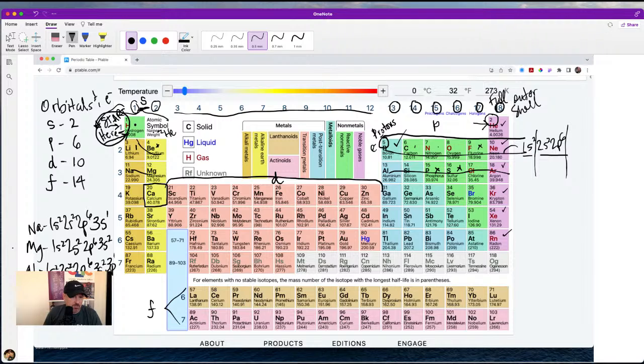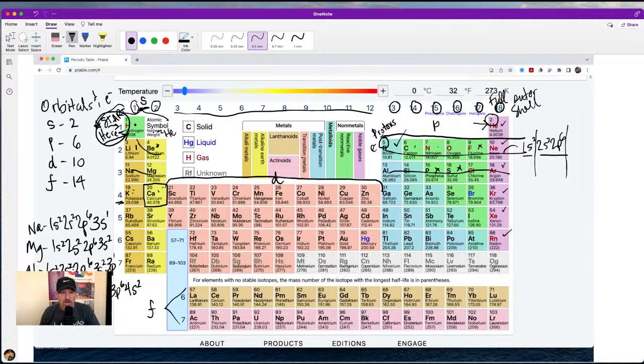So we're going to calcium, 4s2. So calcium, just to recap: 1s2 across the top row, 2s2, 2p6, 3s2, 3p6. Then the last one is 4s2.